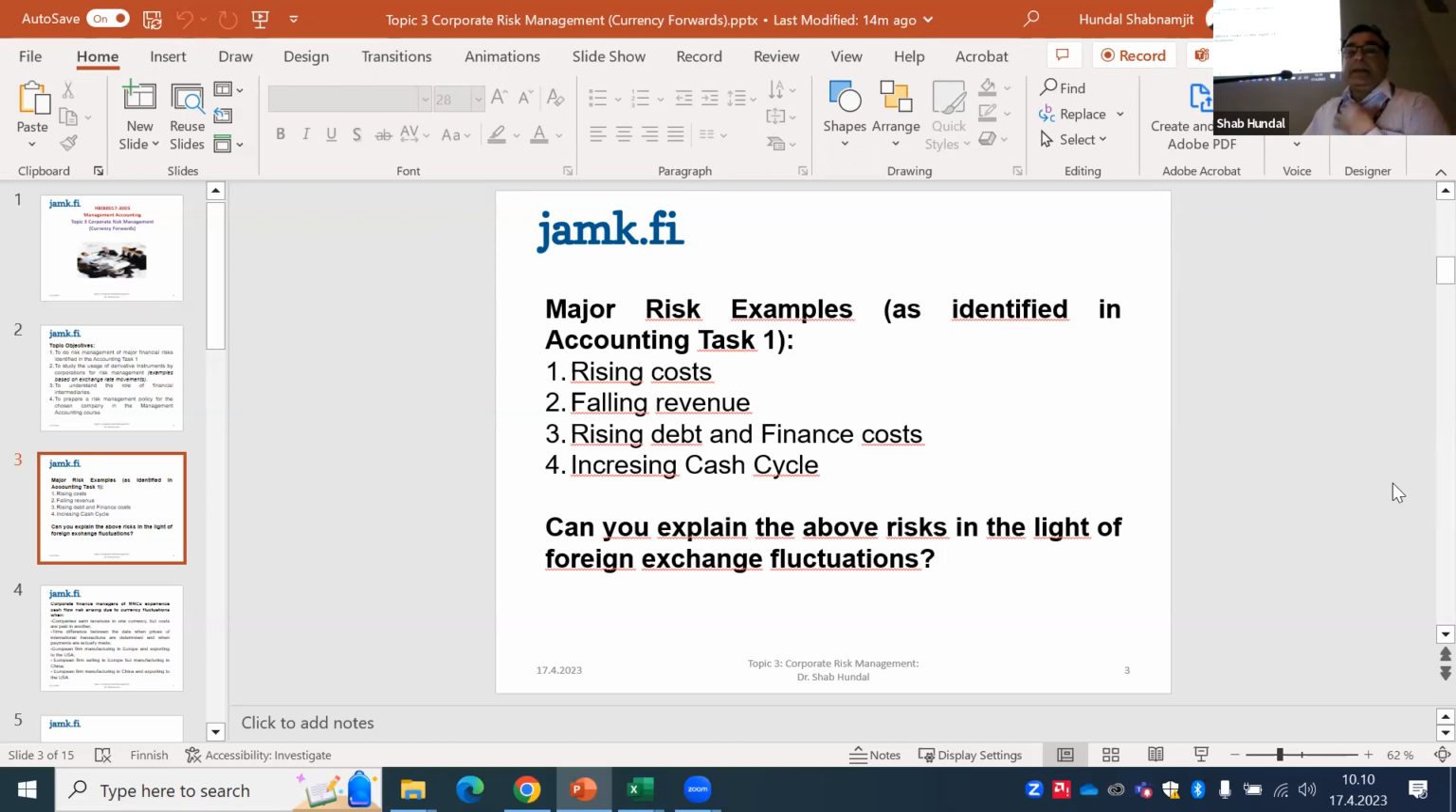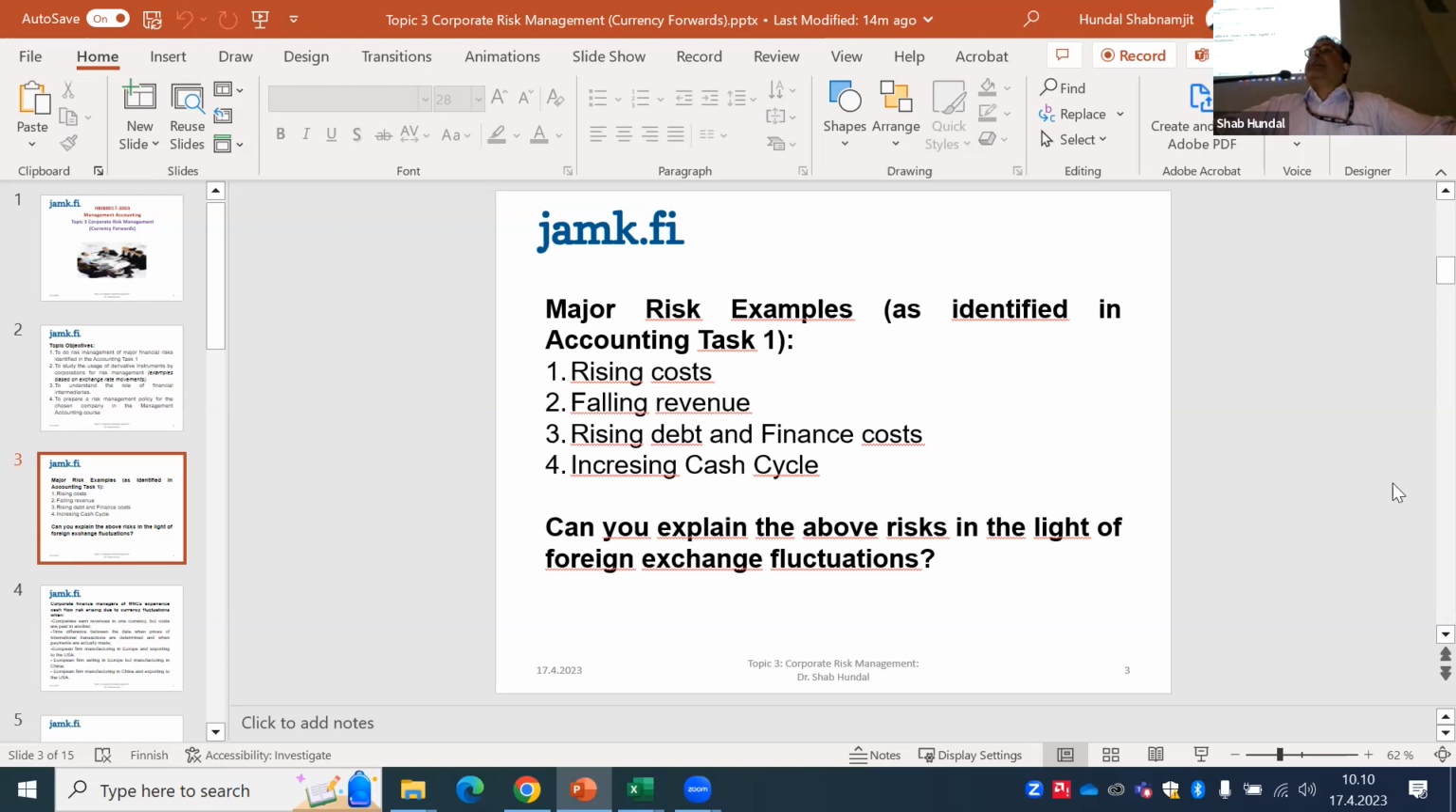So one major reason, I'm just speculating, is that when you do your assignment 1, you might come across these conclusions. I'm just hypothesizing that you will say, oh, the cost is rising, the revenue is falling, the debt is increasing, and the debt servicing is also increasing. Debt servicing means when you pay high interest, so it could become expensive.